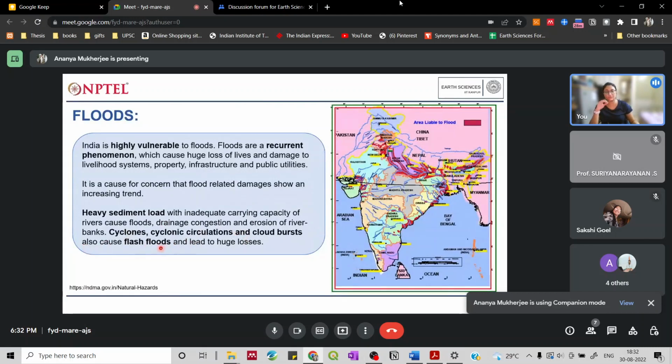Now the flash flood that we were talking about in terms of Kedarnath, that was a flash flood, and that was caused due to a cloudburst. So that is why, as I said before also, India is very highly vulnerable, and we need to understand how floods can be mitigated, and how the constructions that are done can actually withstand the effects that are caused due to floods.